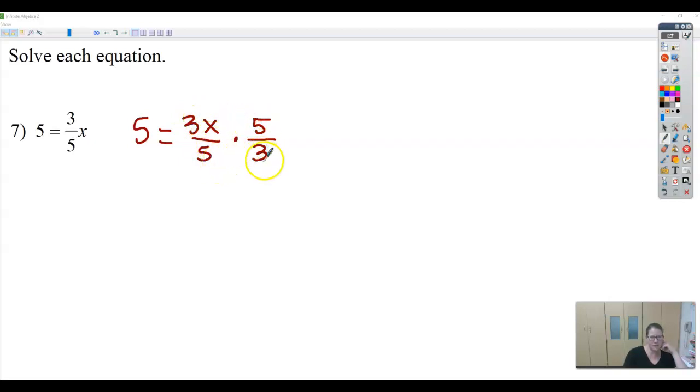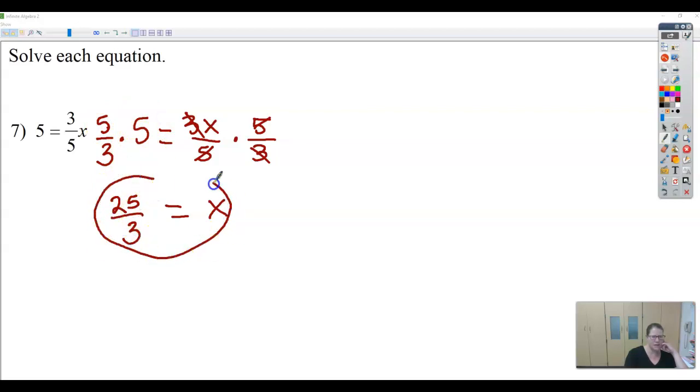3/5 times 5/3 is going to undo both of those at the same time. See, 5 over 5 becomes a 1, and 3 over 3 becomes a 1. But don't forget, anytime I do something to one side of the equation, I need to do it to the other side as well. So I have 5/3 times 5 on the left, and I just have x left on the right. So remember, if I have a whole number times a fraction, I'm really just multiplying the top by that whole number. So 5 times 5 on the top divided by 3. So x equals 25/3.